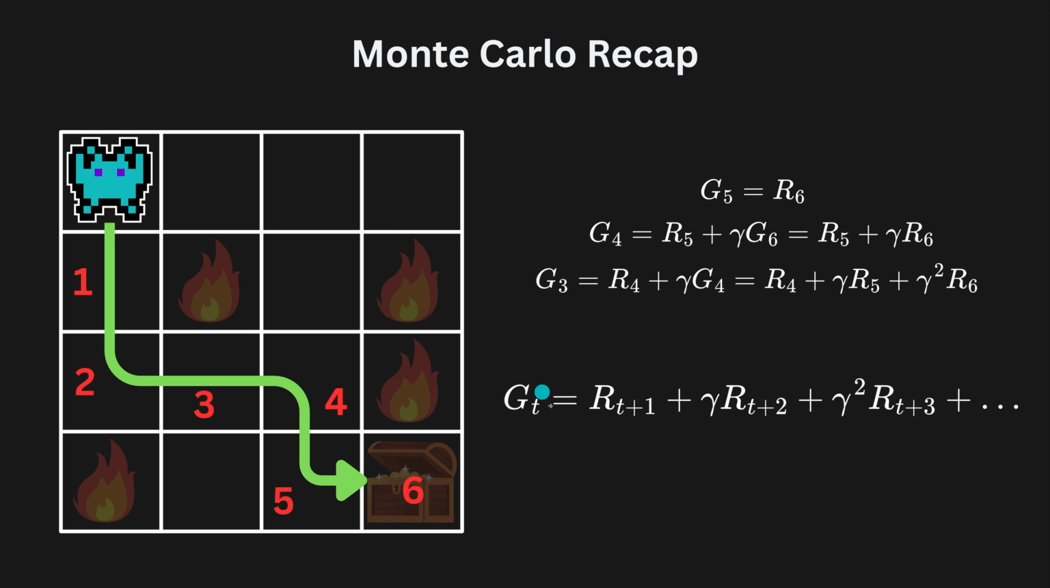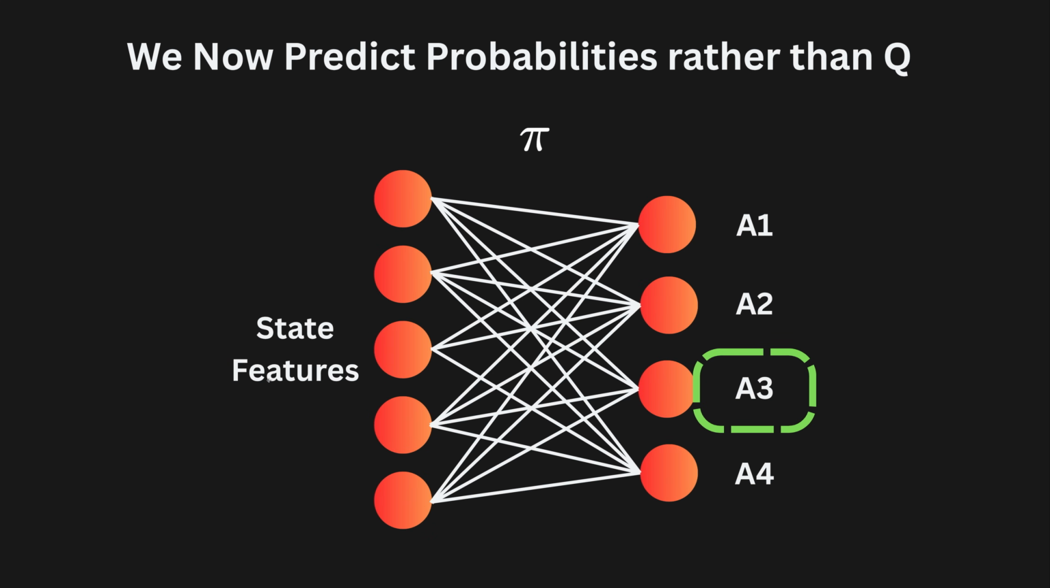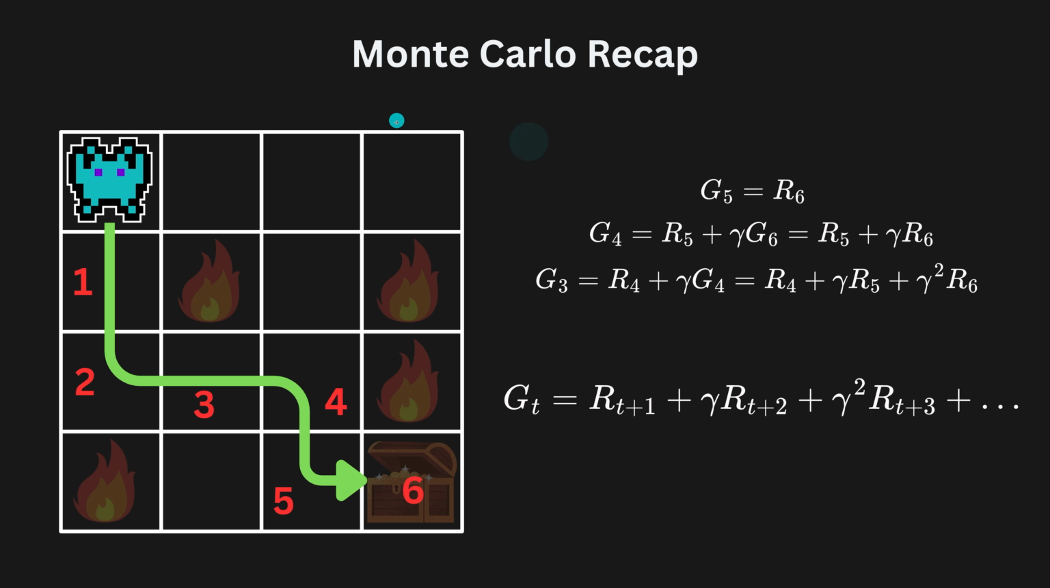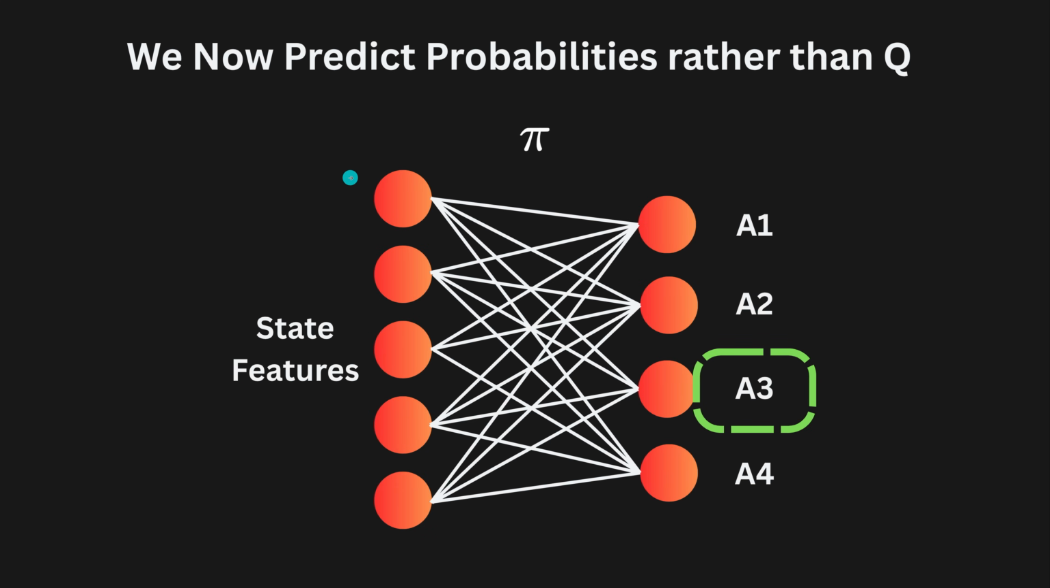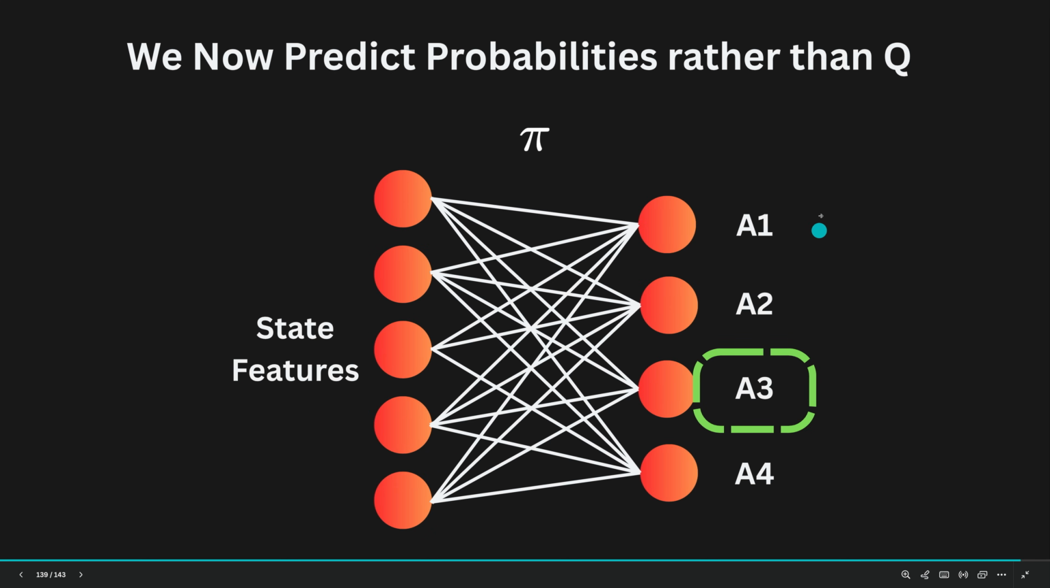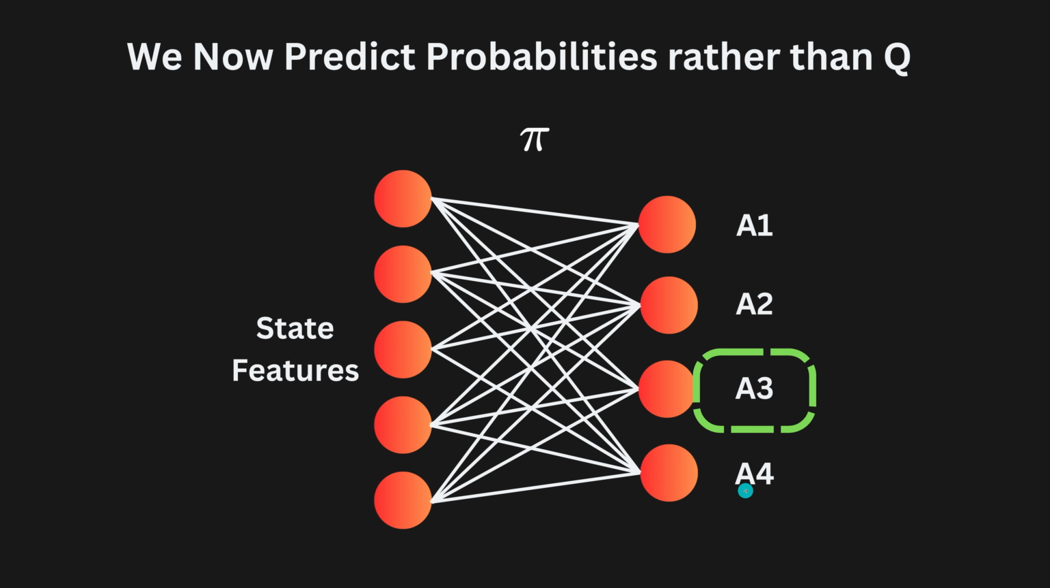Because remember, the value of some state is my expected value of the G_t at that state. Well, my Q values are going to be the same thing, but instead of being the expected value over which state I'm on, it's going to be for every state-action pair. Simple as that. Our neural network, instead of predicting Q values, is going to be a policy, which means that it will be predicting probabilities, right? What's the probability at this state that I should take action 1 versus 2 versus 3 versus 4?